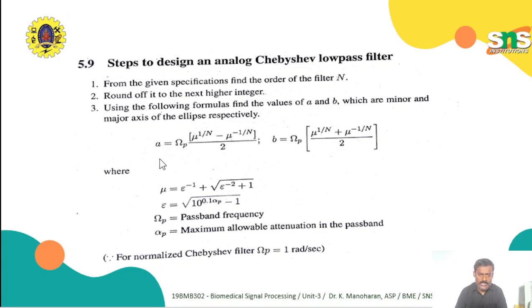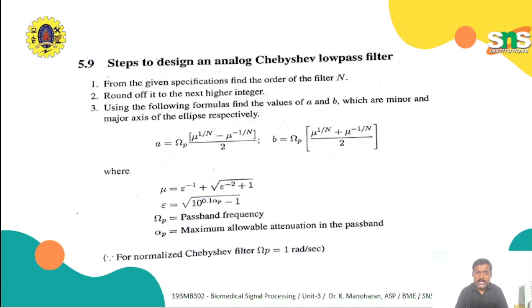The formula is A equal to omega P into (mu power 1 by n minus mu power minus 1 by n) divided by 2, and then B equal to omega P into (mu power 1 by n plus mu power minus 1 by n) divided by 2. So, this A and B will be the minor and major axis of an ellipse.